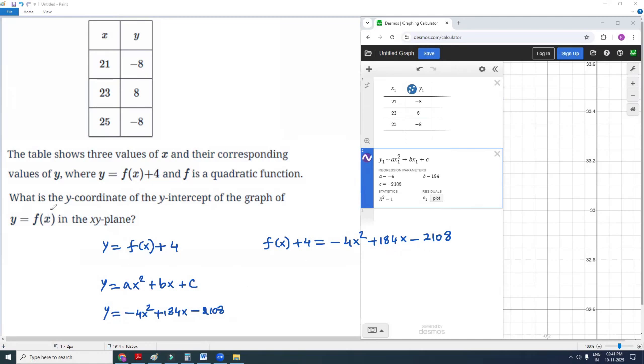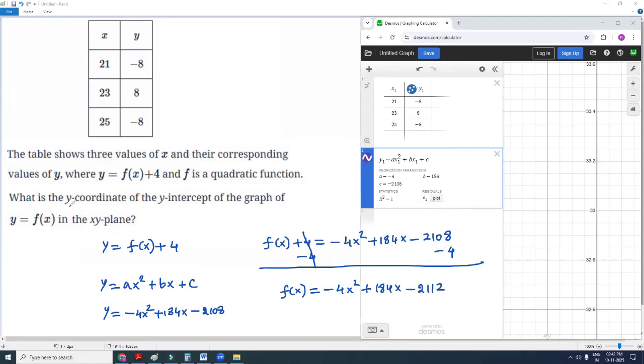Our aim is to get the function f of x. So we have to get rid of this plus 4. Let me subtract 4 from both sides of this equation. Then this plus 4 and minus 4 will cancel out. We get f of x on the left side. On the right side, we have negative 4x squared plus 184x. When I combine these two negative values, I am getting negative 2112. Okay, I got the function f of x.